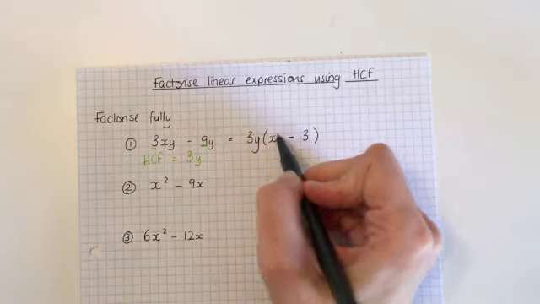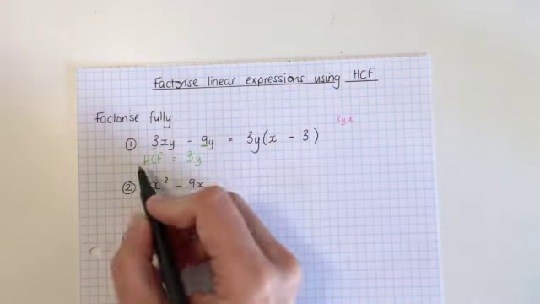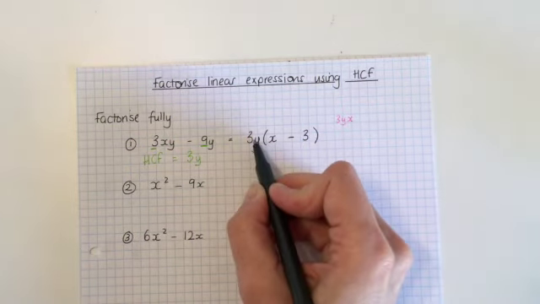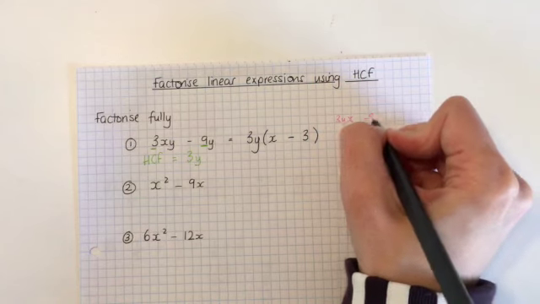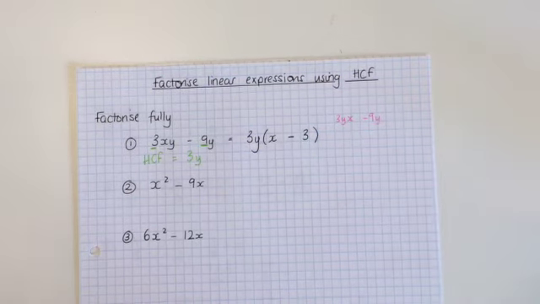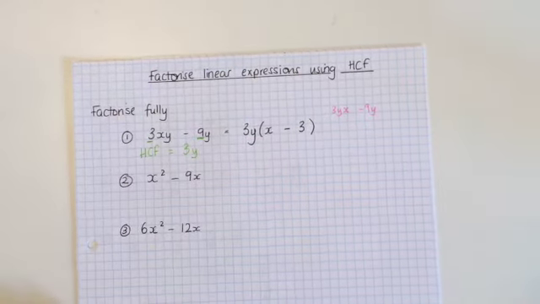What you can do at the end is just check that it actually works. So 3y times x is 3yx, which is the same as 3xy. 3y times -3 is -9y. So yes, it works. Let's have a look at the next one then.